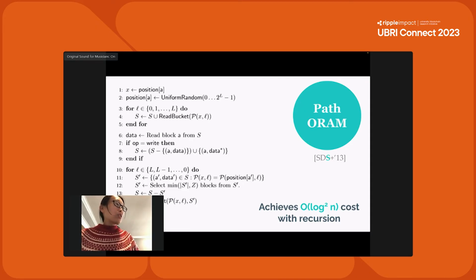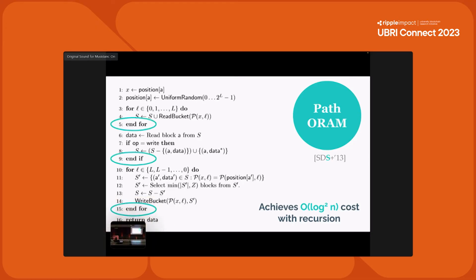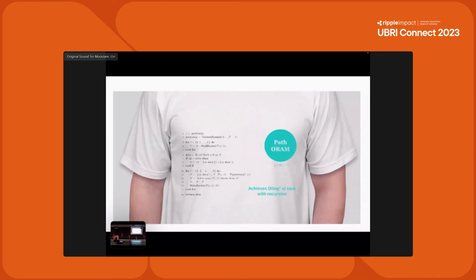And the resulting algorithm is actually very simple. It's called Path ORAM. It's so simple, it only has about 16 lines of pseudocode, and I'm even counting lines like "if" and "for". It's so simple, you can print it on a t-shirt. I also teach this algorithm in our undergrad algorithms or crypto classes.